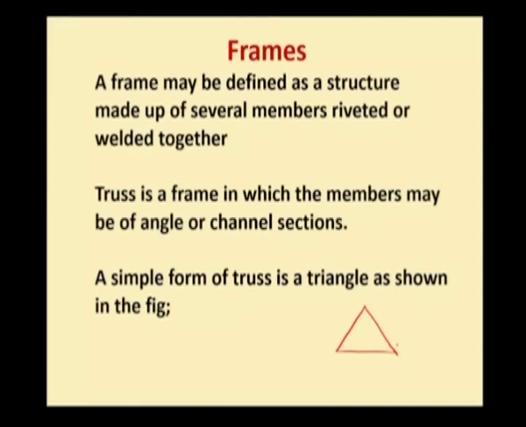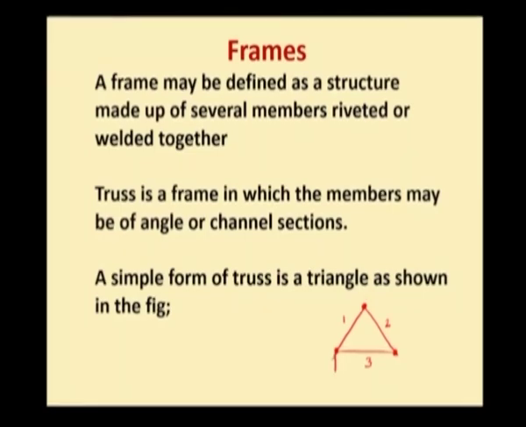Now, this is the simplest form of truss in which there are 3 members. This is member number 1, this is member number 2, and the bottommost member, the bottom chord member, is member number 3. Now, the point where 2 members meet is known as a joint. Here, for this triangular truss, there are 3 joints.